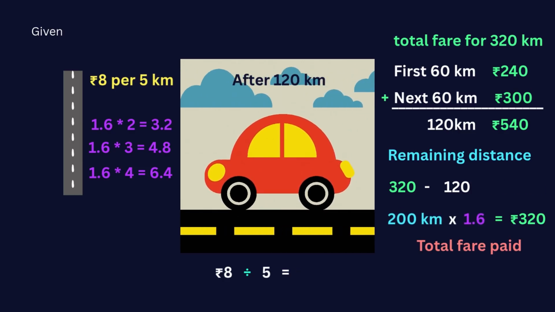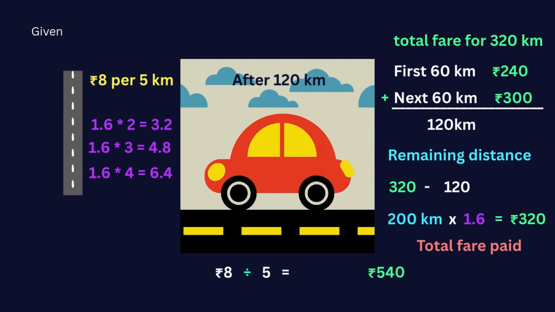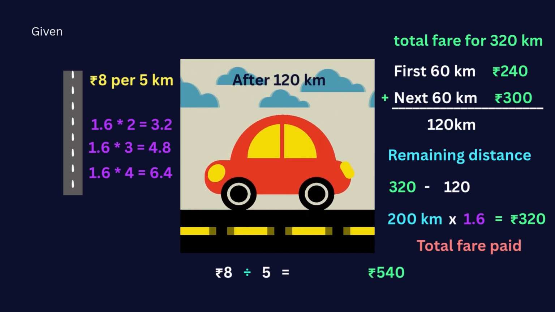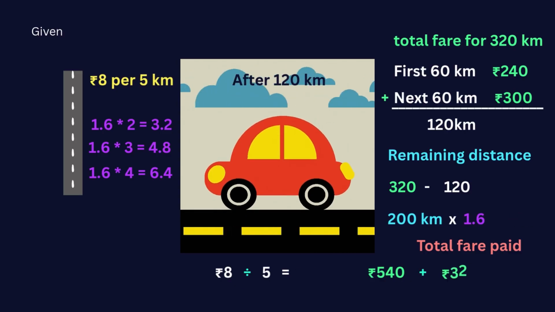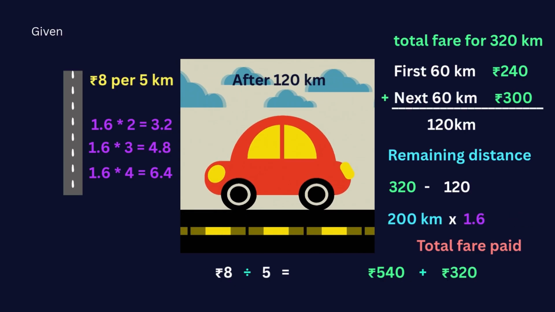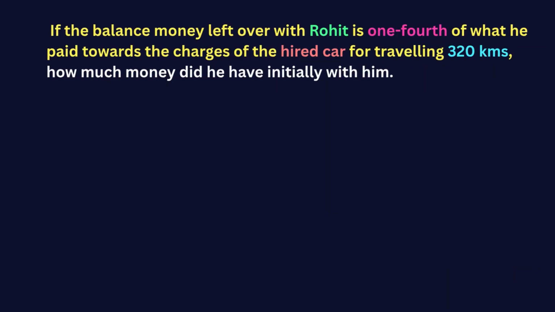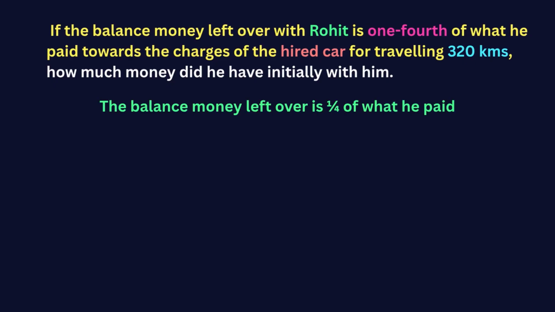Alright, let's add up everything Rohit paid. He paid 240 rupees for the first 60 kilometer, 300 rupees for the next 60, and 320 for the last 200 kilometer. So the total fee comes out to be 860 rupees. Now here's the key part of the question. It says that money Rohit had left after paying was 1/4 of what he paid. So 1/4 of 860, that would equal 215, which is the leftover money.